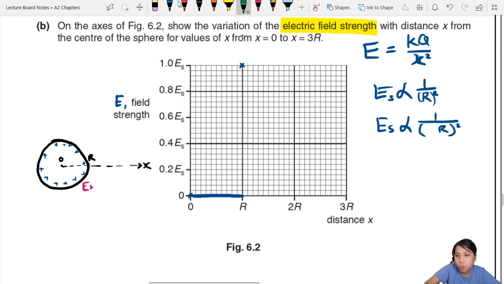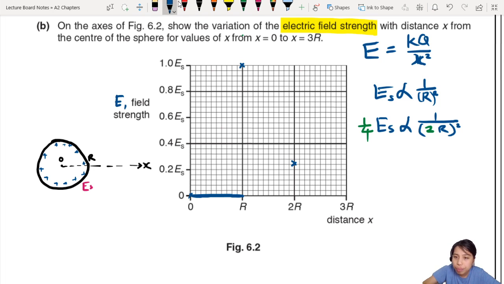If I go to 2R, what's the ratio or factor of my electric field compared to the surface? 1/2 square is what? 1/4 lor. Don't forget the square. So let's do the first point. At 2R, it should be 0.25 already. Wow, dropped so much. Yeah lor, here is 2. Where is 2.5? 2.4? 2.5? Somewhere here. So make a little mark or X for that.